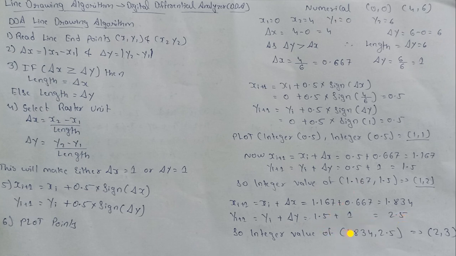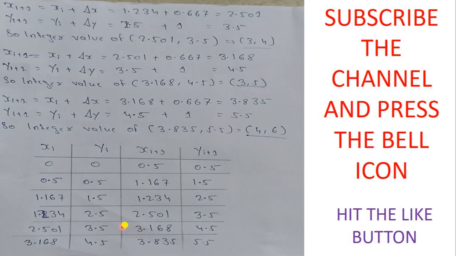So now we will find out the integer value of 1.834. Whatever it is, the approximate value will be 2, and for 2.5, that also will be increased by 1, that is 3. So if the decimal is 0.5 to 0.9, whatever the number will be, we will increase the number. So we have 2 comma 3 as the integer numbers. So 1.834 and 2.5, this will be the answer.